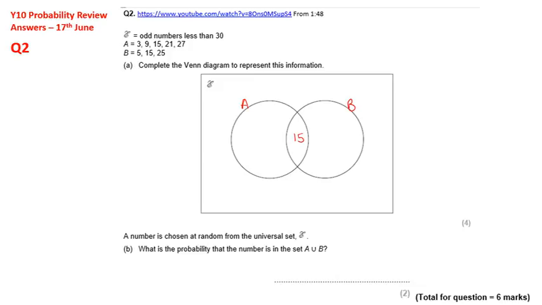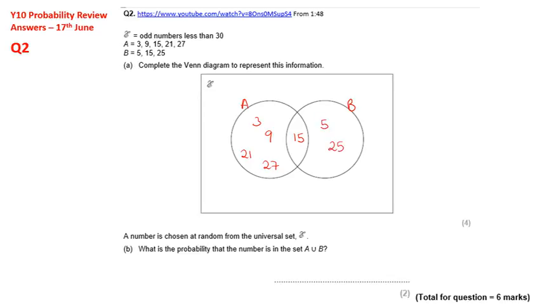And then have a look at what other numbers are in set A: 3, 9, 21 and 27. These need to go in here. And what numbers are left in set B? We've got 5 and 25 in here.